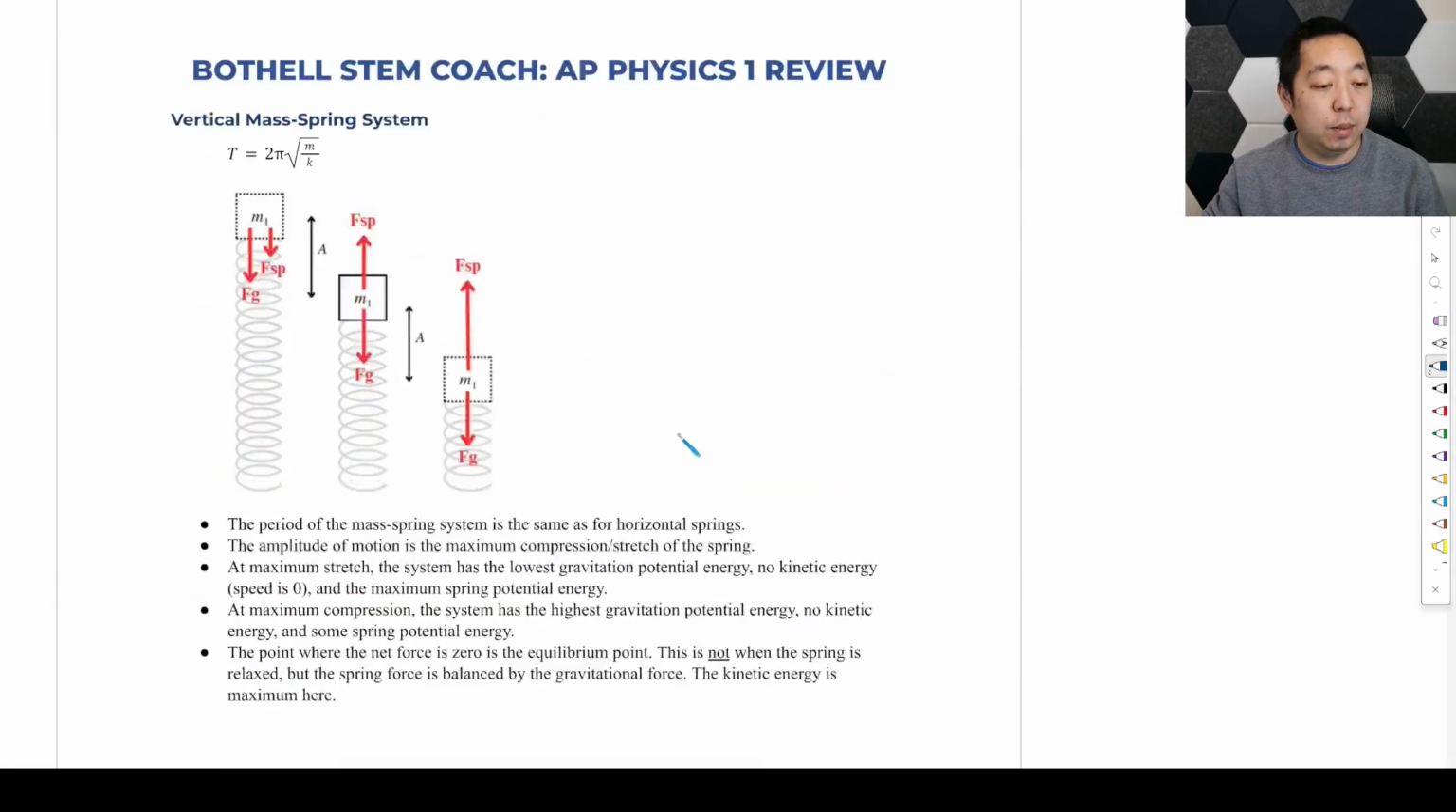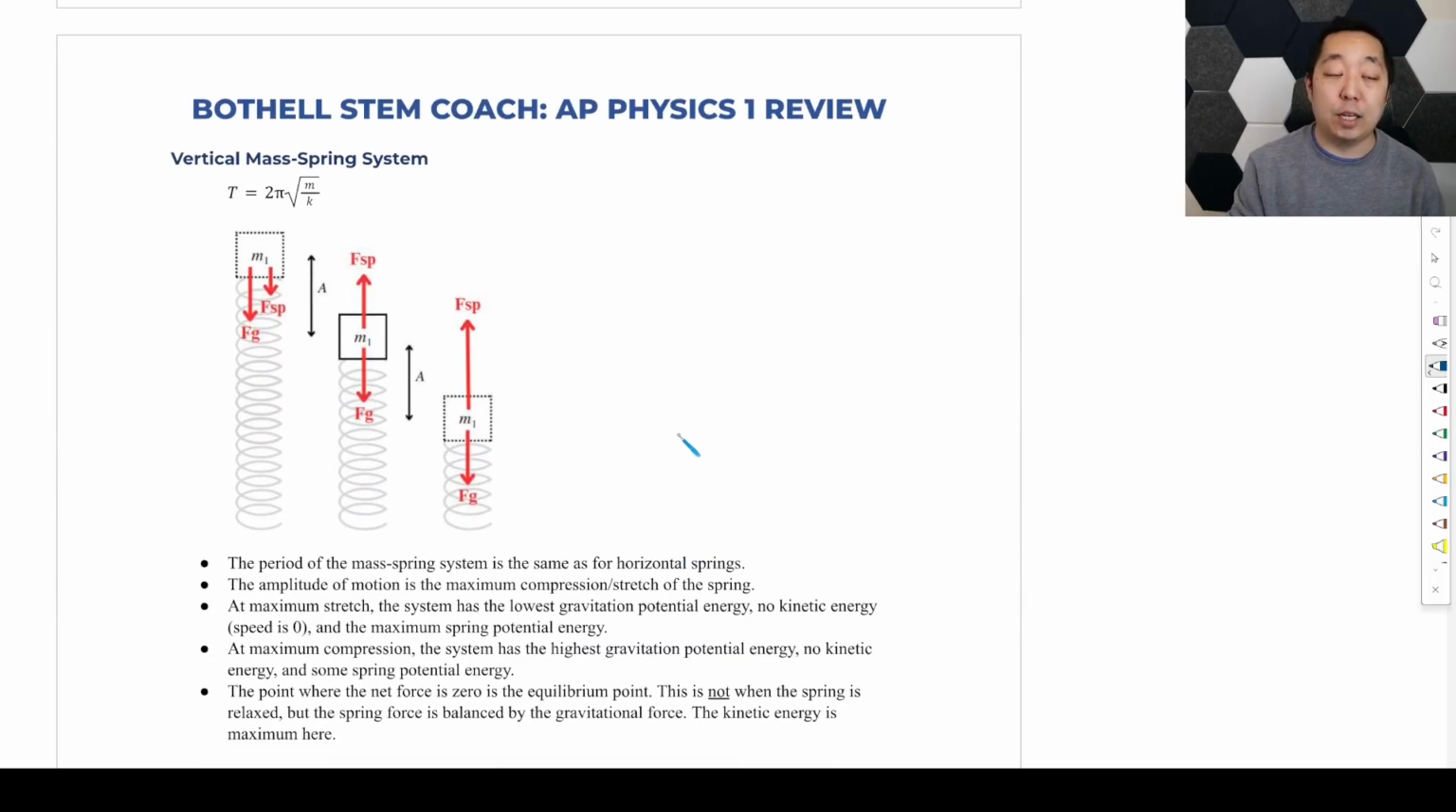Vertical mass spring is probably the most complicated one. The period is still given by the same equation, 2 pi root m over k, and you might wonder why that is. That just has to do with how the differential equation is set up and how it's solved, which is beyond the scope of this class. Suffice to say, the period will still be the same, even though it's vertical, even if it's at an angle on a ramp. As long as there's no friction, it would be the exact same thing as well.